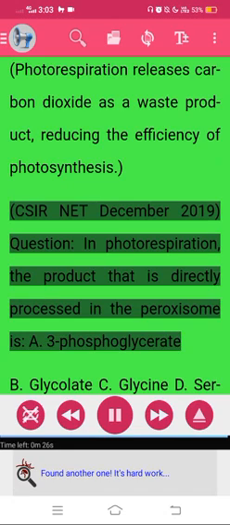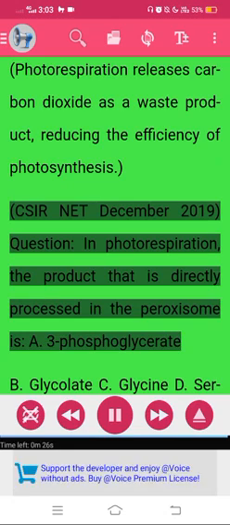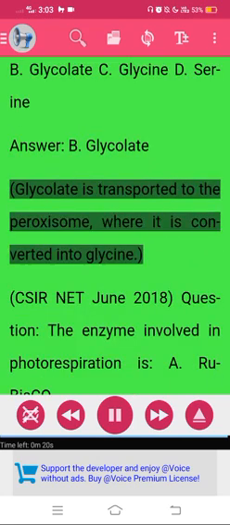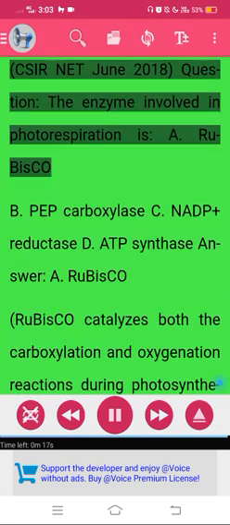CSIR NET December 2019 question. In photorespiration, the product that is directly processed in the peroxisome is: A 3-phosphoglycerate, B glycolate, C glycine, D serine. Answer: B, glycolate. Glycolate is transported to the peroxisome, where it is converted into glycine.